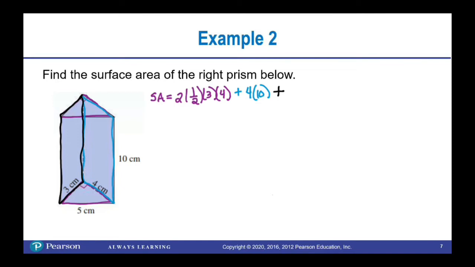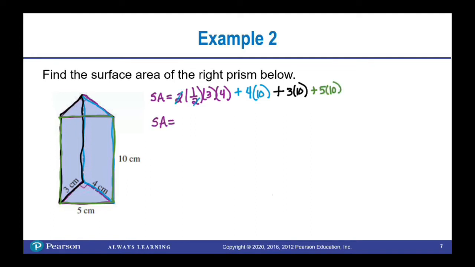The length is 3 and then the height is still 10. So we have 3 times 10 to find the area of that rectangle. And last, we need to find the area of the front. You'll notice I drew around that one in green. The front has a length of 5 and a width of 10.